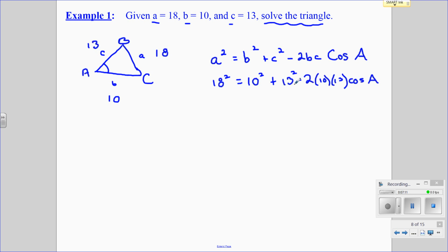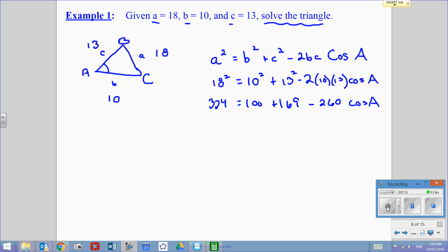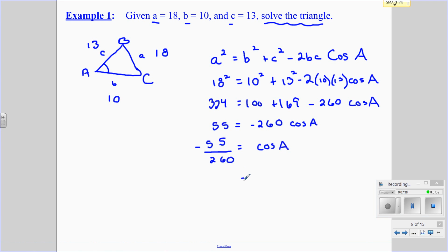So at this point, I'll just go ahead and simplify as much as I can. So 324 equals 100 plus 169 minus 260 times cosine of A. So therefore, if we subtract 100 and 169, we'll get negative 55 equals negative 260 cosine A. Therefore, cosine of A is negative 55 divided by 260. So now we can use inverse cosine to find our angle.